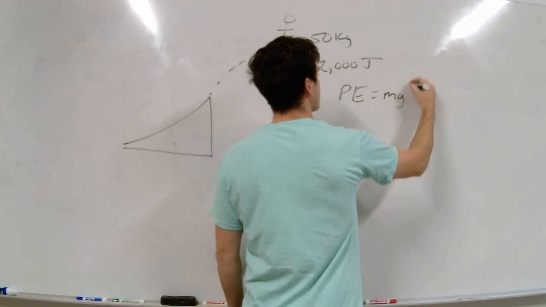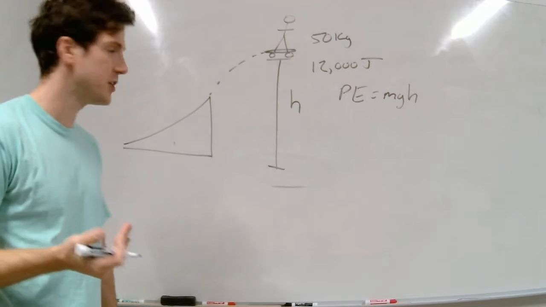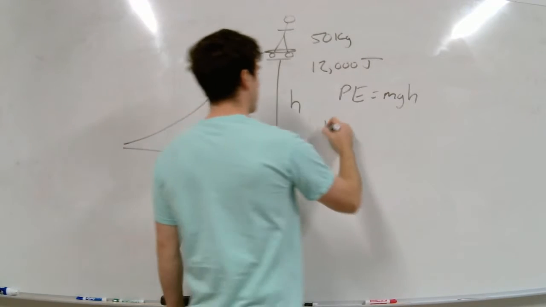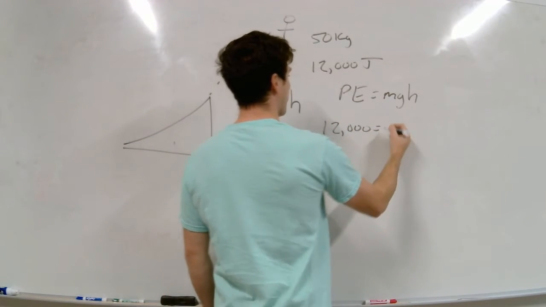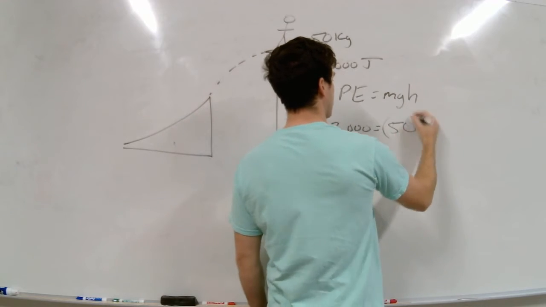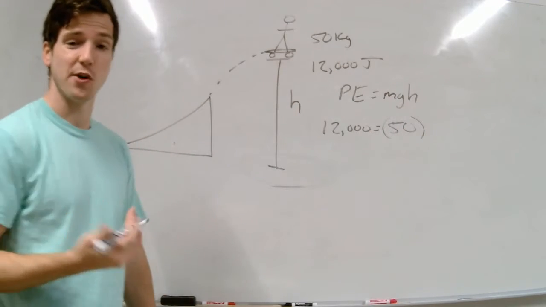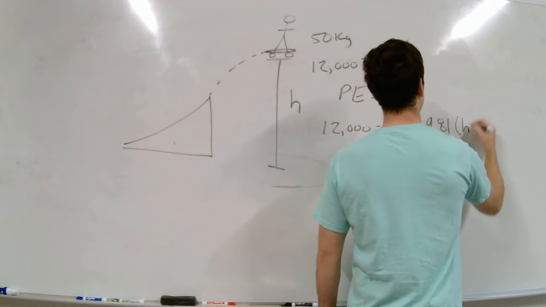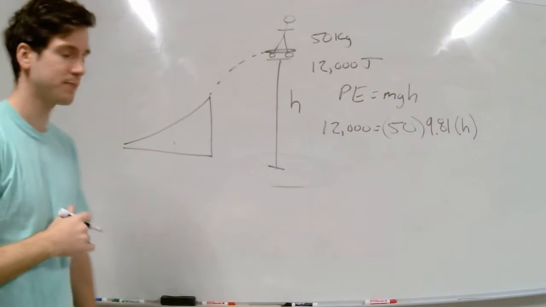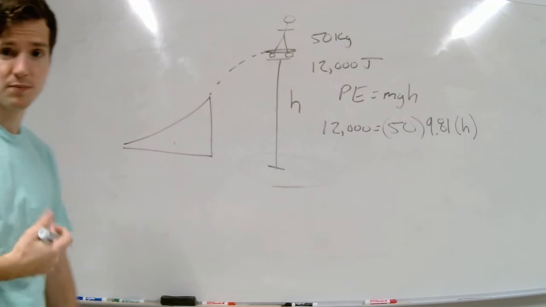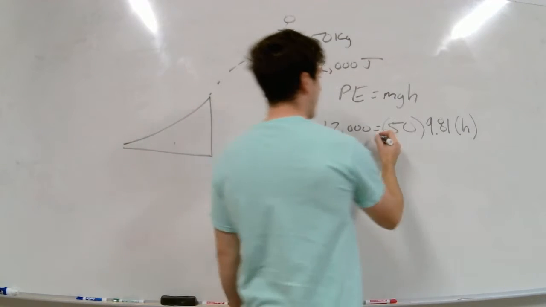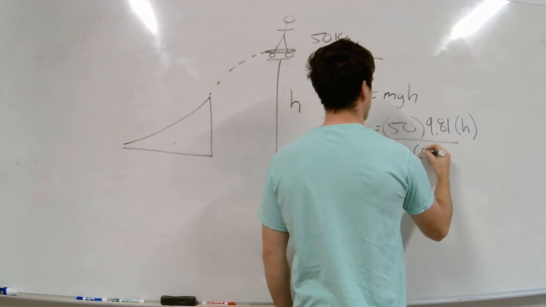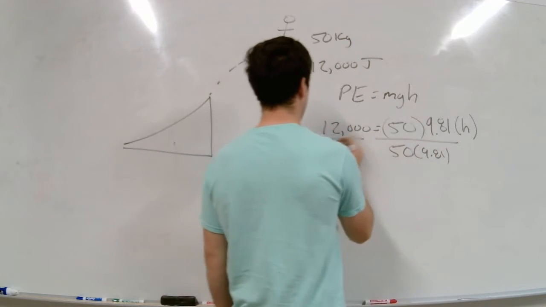Whenever you see energy and height, you're thinking potential energy. Your potential energy is 12,000. We already know your mass is 50. G is always the same. It's 9.81. And we're going to solve for height. So, pretty easy, right? We just got to get height by itself, so we'll divide by 50 and 9.81 on both sides.